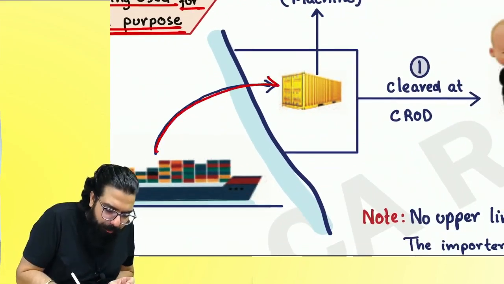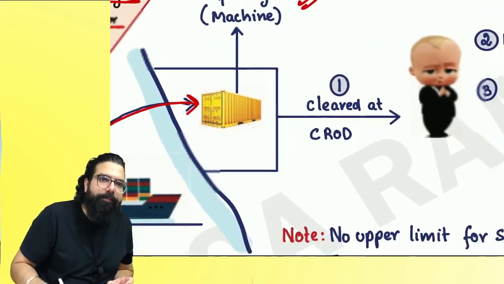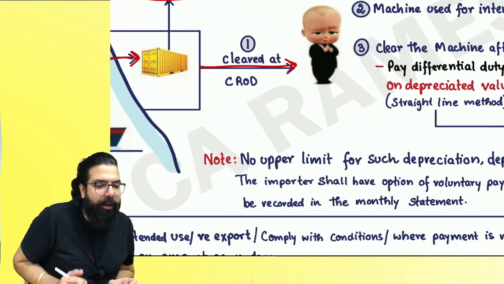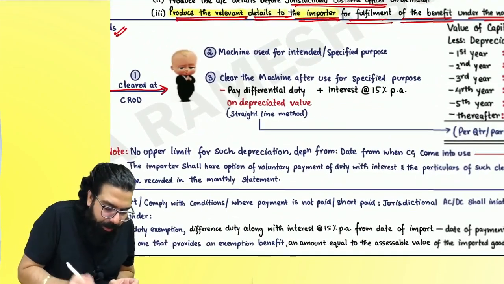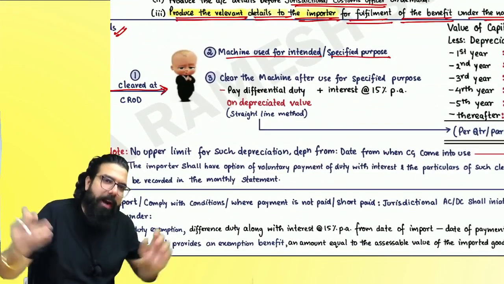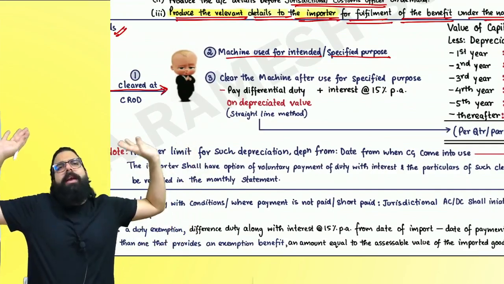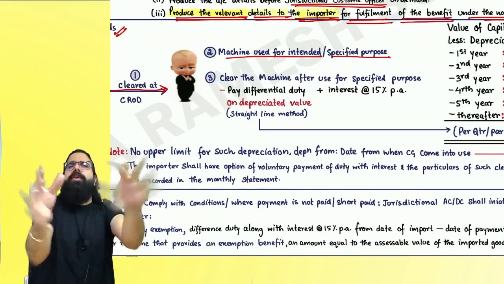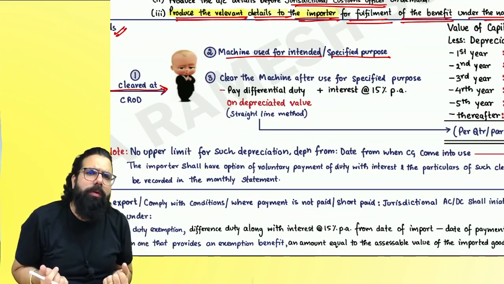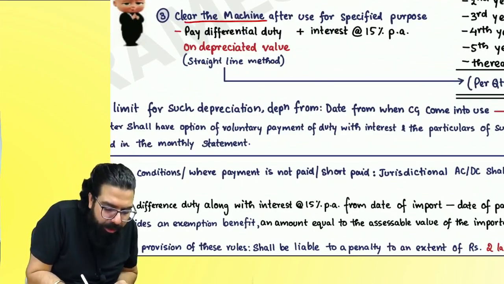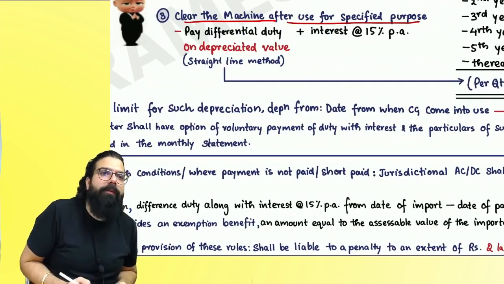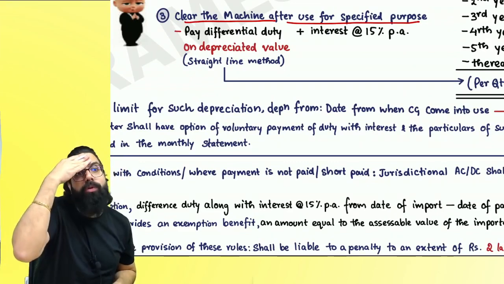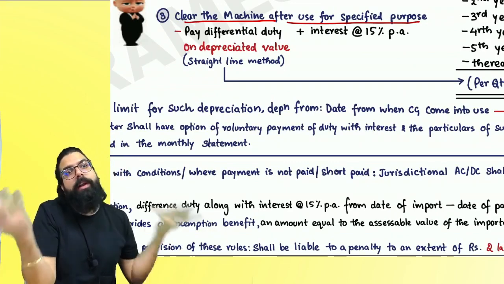Listen, you imported capital goods, for example, one machine. The machine you cleared at a concessional rate of duty. Number two, the machine is used for the specified purpose. Over. You used it for making cars over a period of 3 years, for example, as told in the notification. After that, what to do? They are telling, number three, you can clear the machine after using it for the specified purpose. In earlier rules, this provision was not there. People used to say, what do I do with this machine? Already the end use is done.